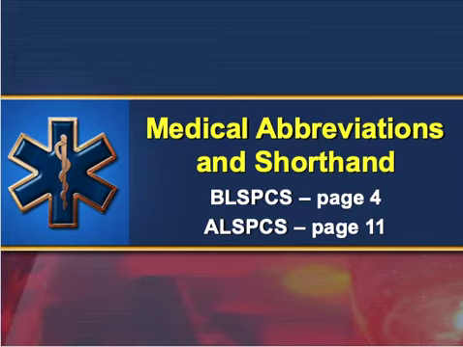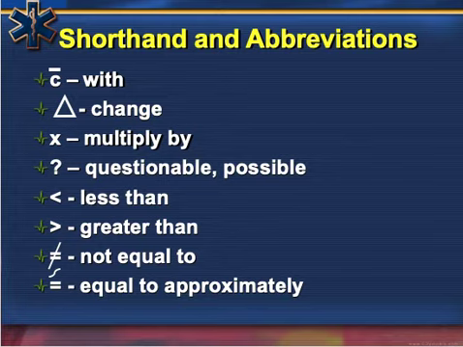In both the basic life support patient care standards as well as the advanced life support patient care standards, they have a list of commonly used abbreviations. So in the BLS standard, you can find that on page 4. In the ALS standard, you can find that on page 11. And so when we are documenting, we will sometimes use shorthand in order to increase the efficiency and sometimes even save space within our documentation.